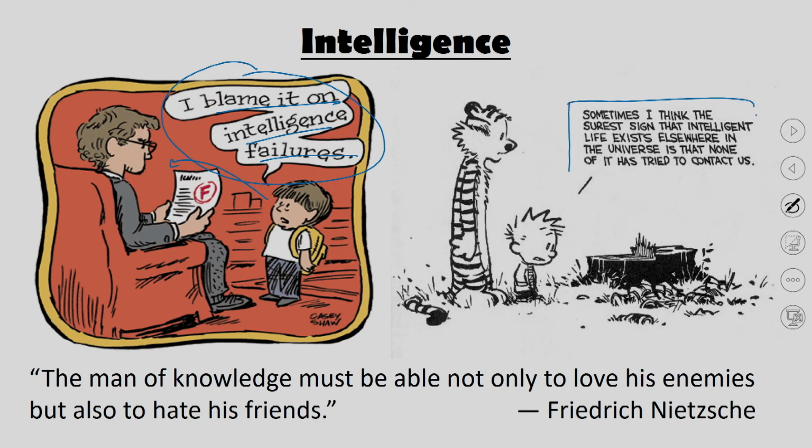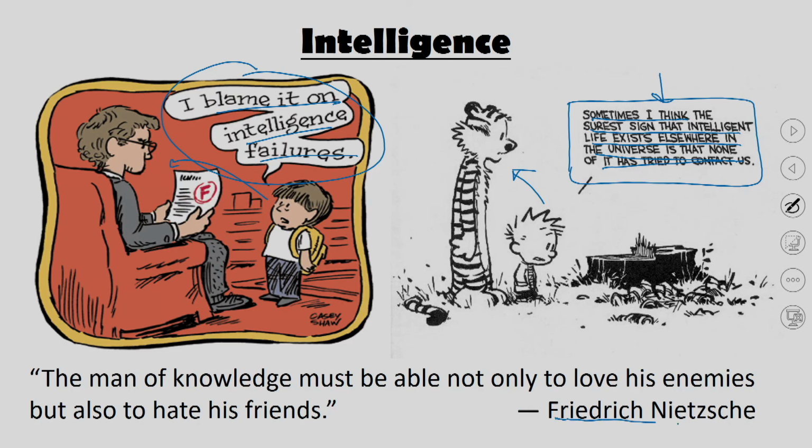Look at the other one. It's from Calvin and Hobbes. If you look at it, it's very interesting. Calvin says to Hobbes, sometimes I think the surest sign that intelligent life exists elsewhere in the universe is that none of it has ever tried to contact us. And so this is another very funny way of looking at intelligence. Basically he says that we are unintelligent people, and the very fact that they have not contacted us shows intelligence. And so there are several definitions of it.